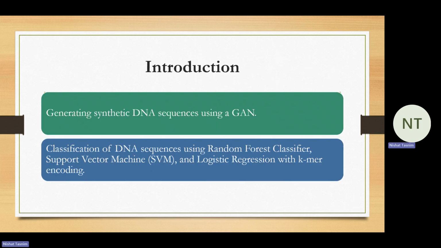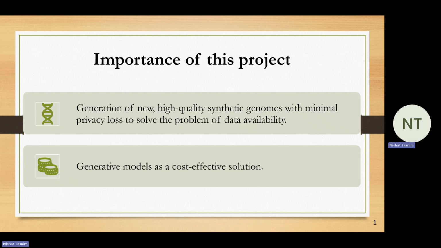This project aims to generate synthetic DNA sequences through a generative adversarial network and classify DNA sequences using a random forest classifier, support vector machine classifier, and logistic regression classifier with k-mer encoding. This project is important as it can generate new, high quality synthetic genomes with minimal privacy loss to solve the data availability problem. These models are also cost effective.